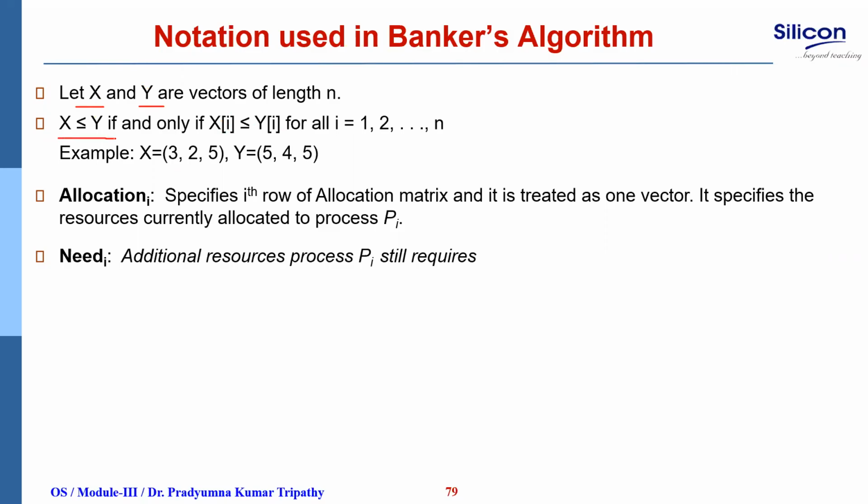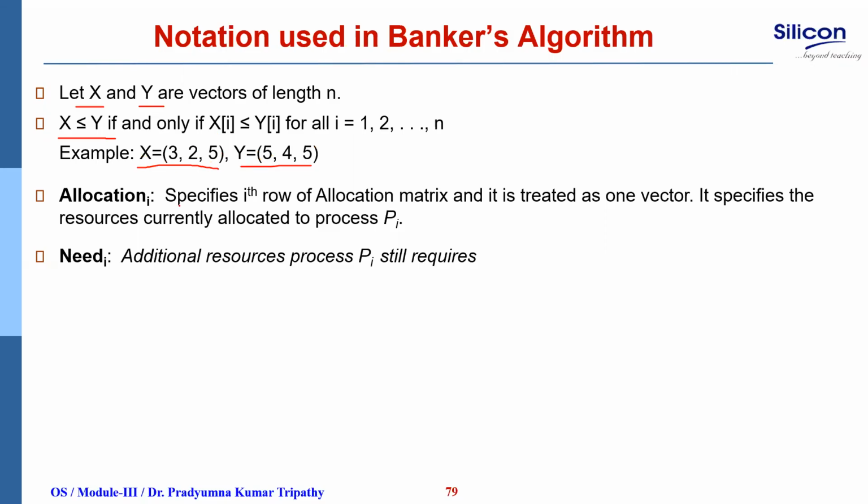If x and y are two vectors of length n, and we are comparing x and y and saying x is less than y, that means x of i should be less than or equal to y of i. Just look over here. Suppose this is x, 3, 2, 5, and y is 5, 4, 5. See, each element, 3 is less than 5, 2 is less than 4, 5 is equal to 5. If the corresponding elements are less, then I can say x is less than y.